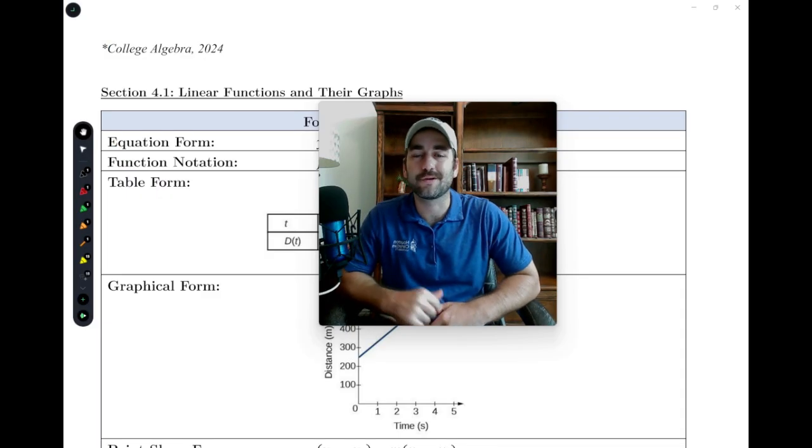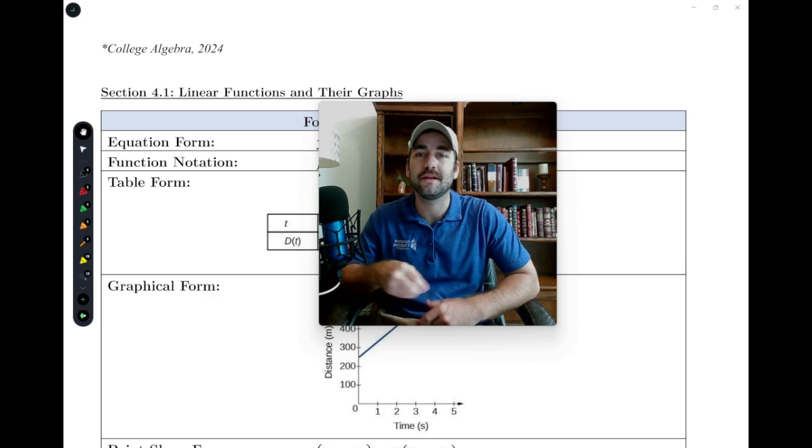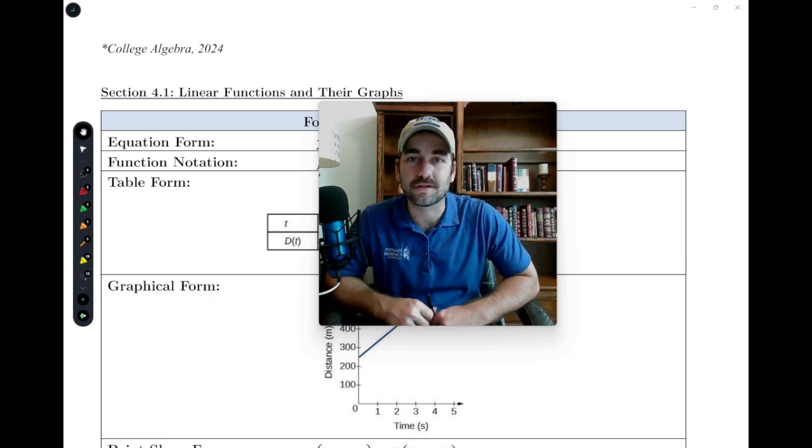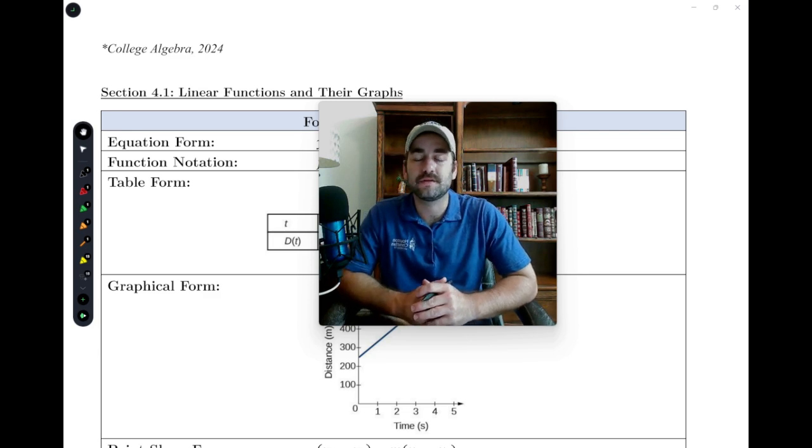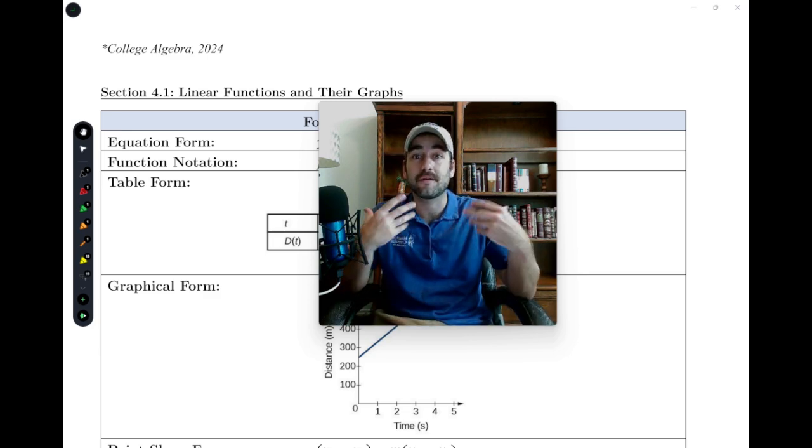Welcome back. Today we're going to be looking at section 4.1, linear functions and their graphs. Just a quick note, this is the only section in chapter 4 that we're going to be going over, so it's really important to pay attention to this one and get ready for this test.